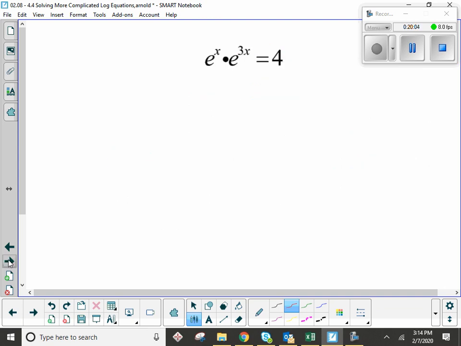Okay, so remember those 4 methods and look at this one. Why is this problem not a rewrite with the same base problem? It's not. What can you not rewrite with a base of E? 4. So you automatically can't do that one. So it's basically a lasso problem, but what would you have to do before you can lasso? Because I see 2 bases. How would you lasso if there's 2 bases? How would you get it down to 1 base?